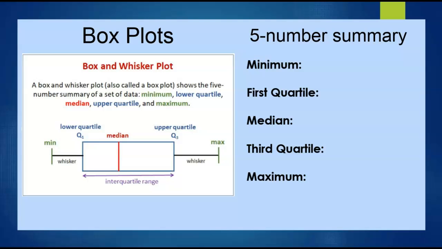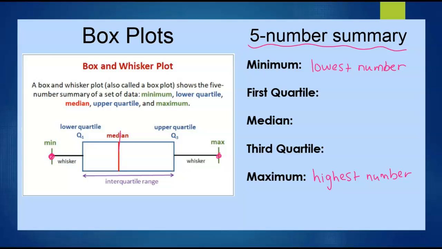Box plots are created using a 5-number summary. The minimum is the lowest number of the data. The maximum is the highest number of the data, and they are the minimum and the maximum of our graph.